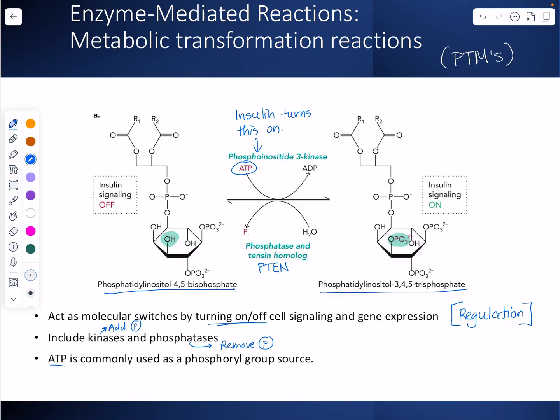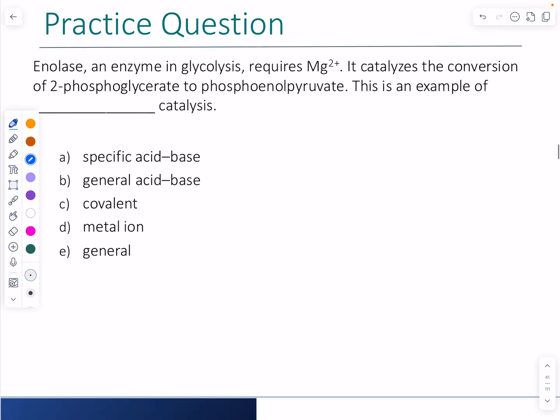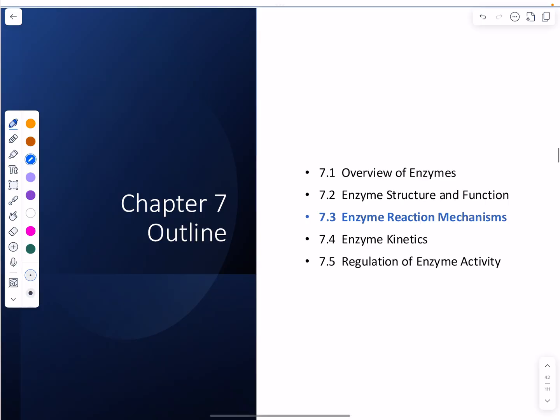Okay, so that gives you an overview of reaction mechanisms. We'll do practice questions in class. And in class, we're going to go through some detailed enzyme reaction mechanisms. And we're going to use chymotrypsin, enolase, HMG-CoA reductase, and fumarase as our examples. So I wanted to set the stage with this, and then we'll talk about things in detail in class.